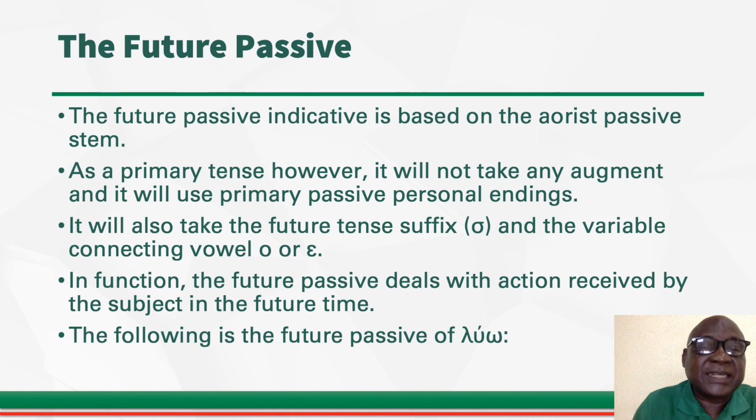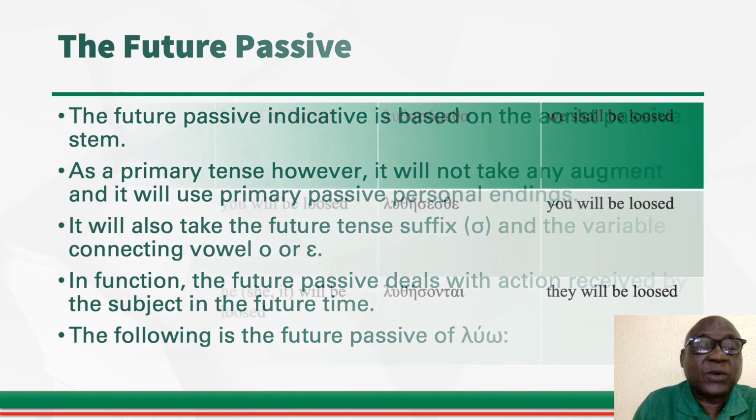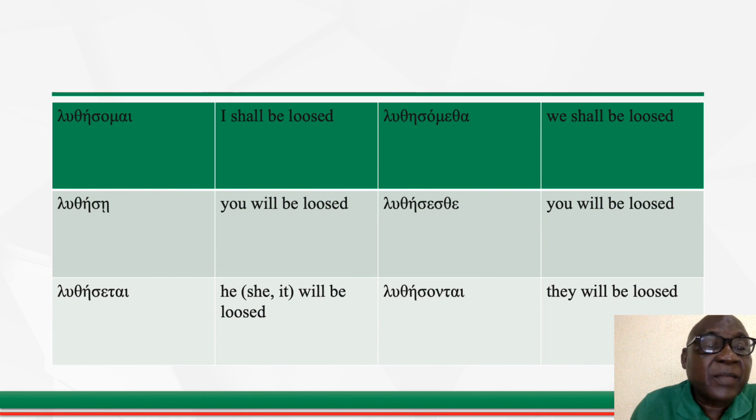Then the future passive indicative is based on the aorist passive stem. That is why we did not study the future passive when the future tense was studied, because it is actually based on the aorist passive stem. So as a primary tense, it will not take augment. It will also take future tense suffix sigma, and it will use a connecting vowel omicron or epsilon. Indicative verb, what luo looks like, it becomes luthesomai.